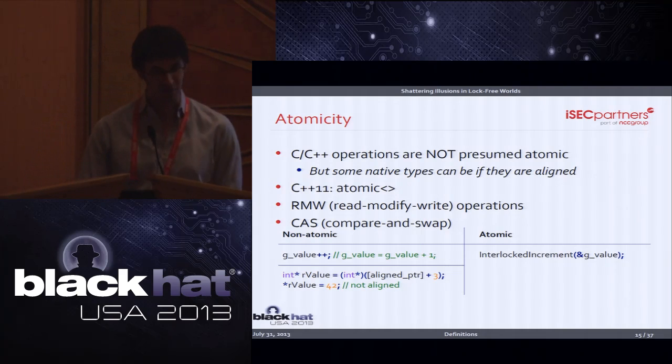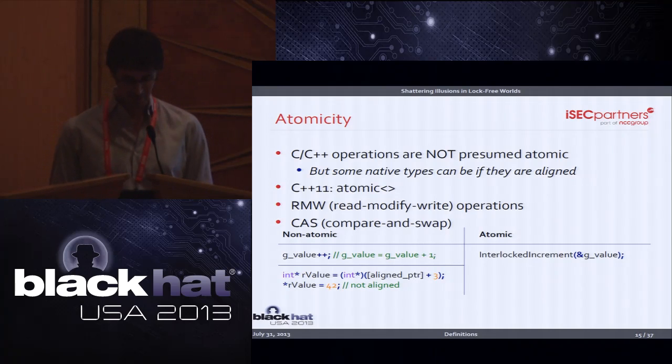Another example of a non-atomic operation is a simple increment, which is actually 3 instructions: a load, an increment, and a store. So this cannot be atomic. To be atomic, you need to either use the atomic keyword from C++11, or use read-modify-write operations, which usually allow performing several basic operations that will appear as atomic.